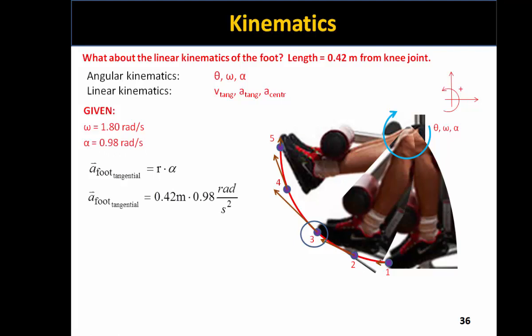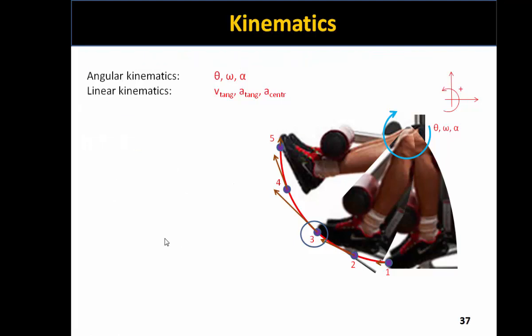So substituting the values, we substitute the length of 0.42 meters. We multiply that by the previously calculated value for angular acceleration at 0.98 radians per second squared. Once again, the radian unit is unitless, so performing the multiplication, the radian just drops out, and we're left with a meter per second squared. The tangential acceleration of the foot at that point in the range of motion is 0.42 meters per second squared.